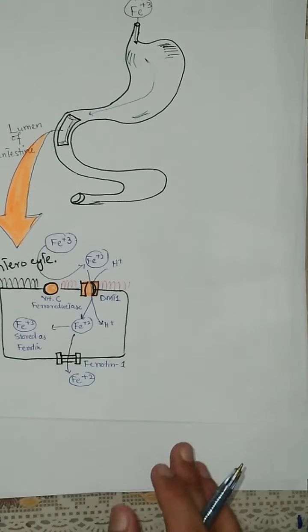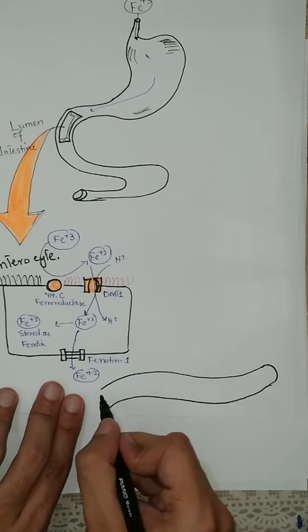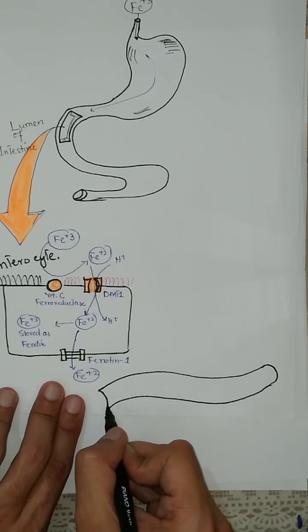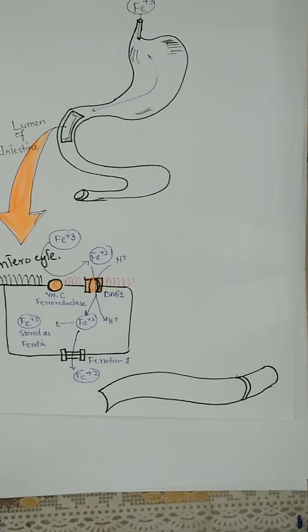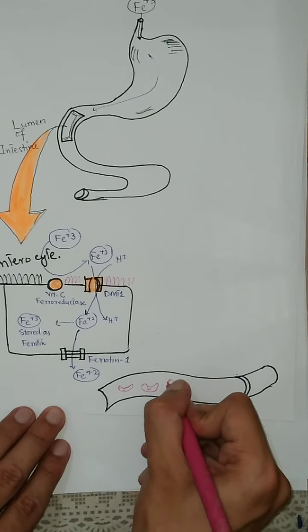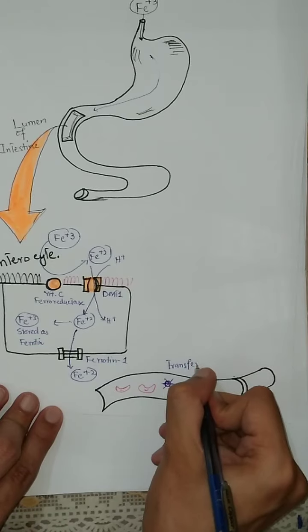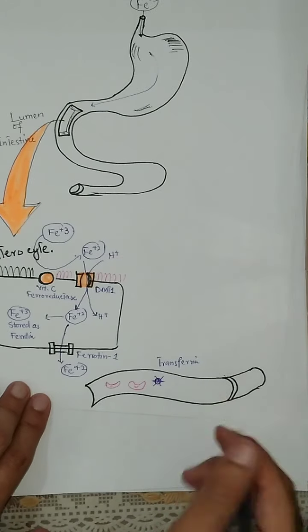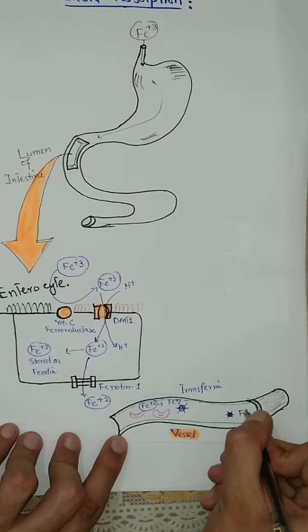From the enterocytes, when the iron reaches the bloodstream, it is converted back to the ferric form of iron. The ferric form of iron is transported to different parts of the body with the help of a transporter, transferrin, which is a glycoprotein in nature. Transferrin can carry two iron molecules at a time.